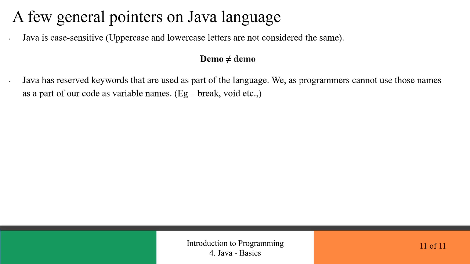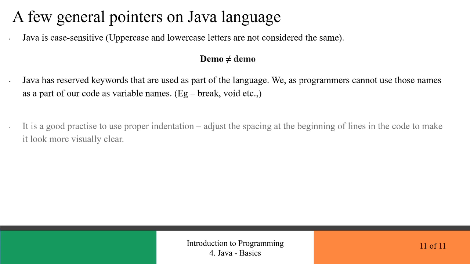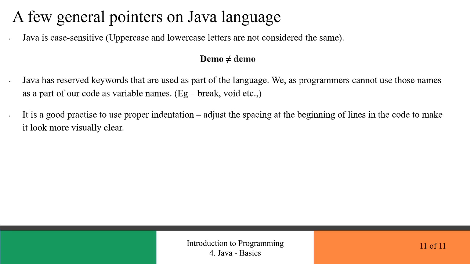The Java programming language has a few reserved keywords that are used as part of the language itself. We as programmers are not allowed to use those words. A few examples are break, void, etc. It is a good practice to use proper indentation in the code. Indentation is adjusting the gap, the spacing at the beginning of lines to make the code look more visually clear.